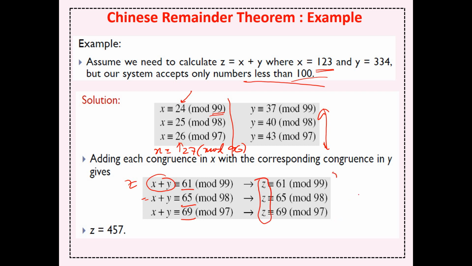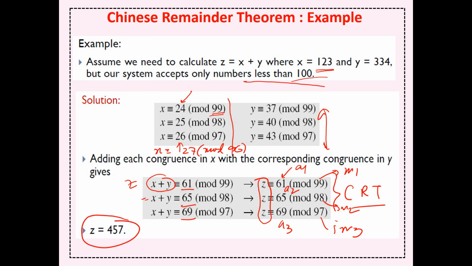So now this falls under a CRT problem. Three equations are there, which can be extended to five equations as well, but for the timing, we can have three equations only. Three equations we have: A1, A2, A3, M1, M2, M3, and we follow the same procedure to find out what Z is, and that will come around 457.